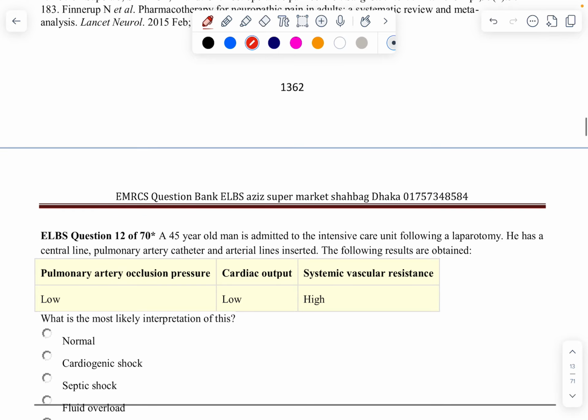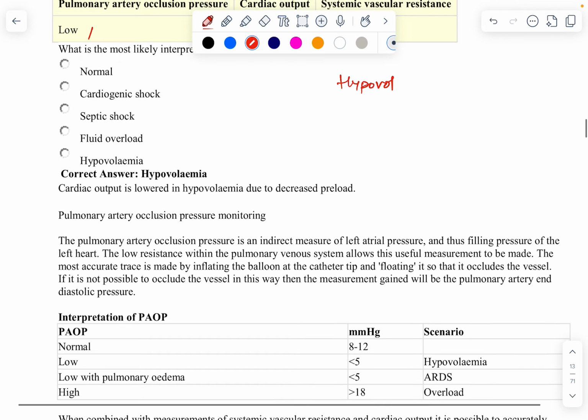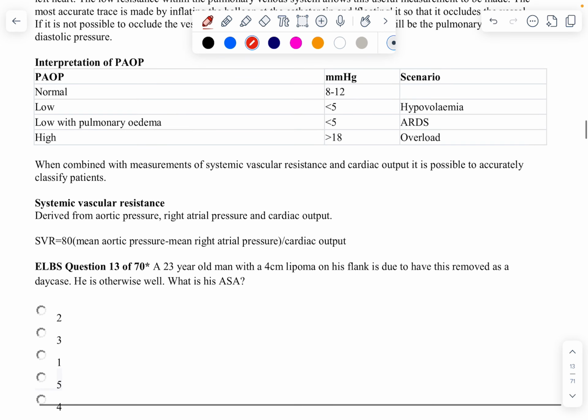So this is another question regarding a man, 45, in the intensive care unit. He has a central line and pulmonary catheter. So everything is low, systemic resistance high, which means it is hypovolemic shock. Hypovolemic shock. 4 centimeter lipoma, ASA grade 1.